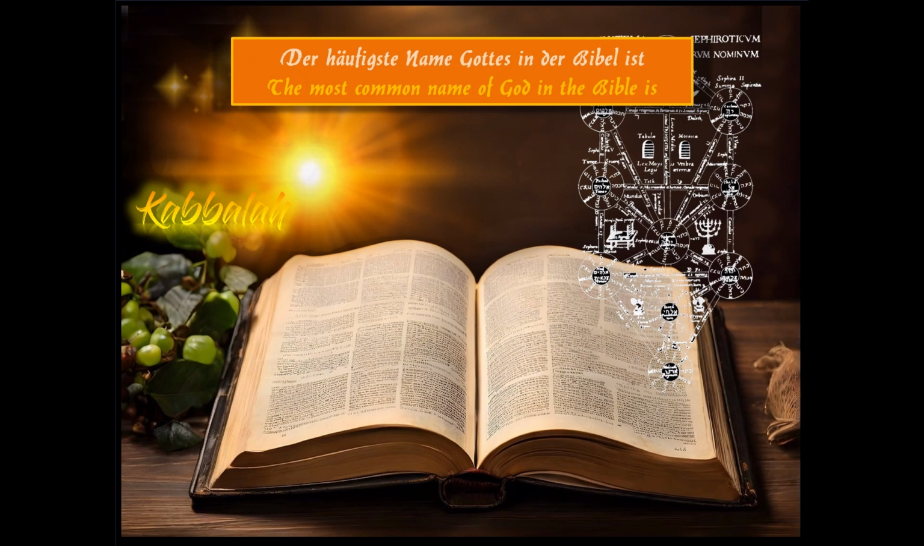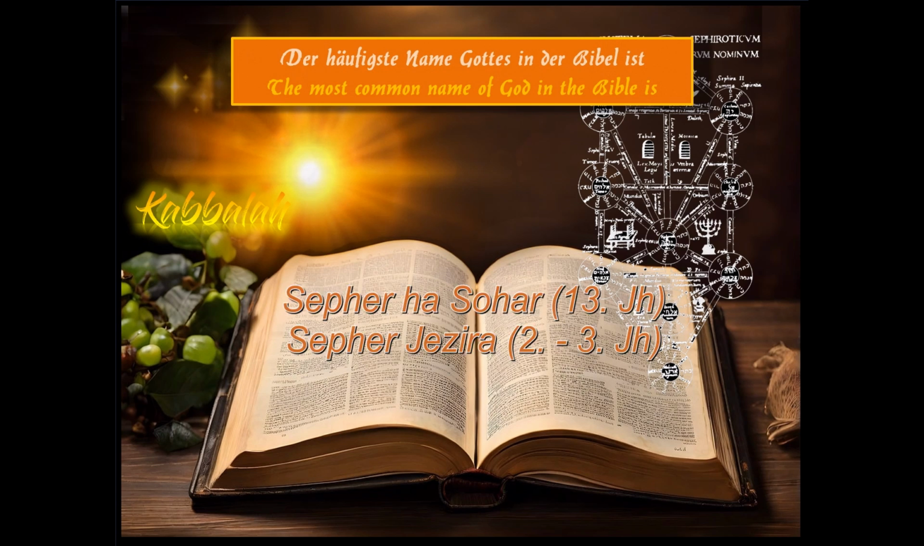Kabbalah is a part of the Jewish Torah. The basis of the Torah is the Bible. More specifically, it is the Old Testament and, in a narrower sense, the 5 books of Moses. Kabbalah comprises numerous source texts. The most important are the Book of Splendor, Sefer HaZohar, and the Book of Creation, Sefer Yetzirah.